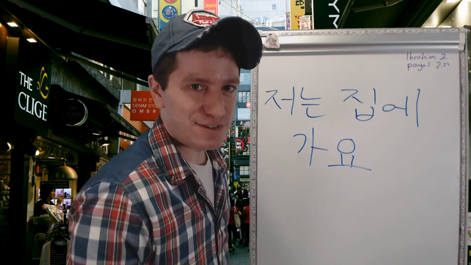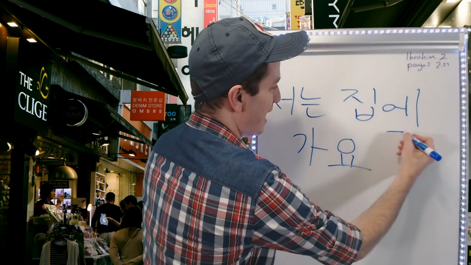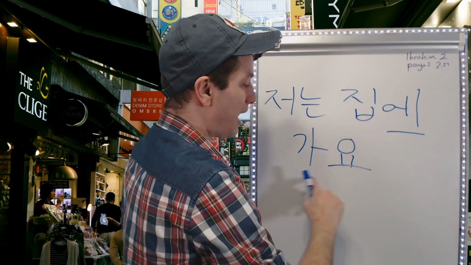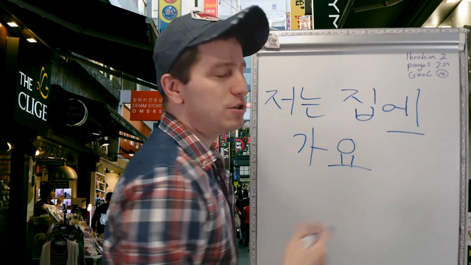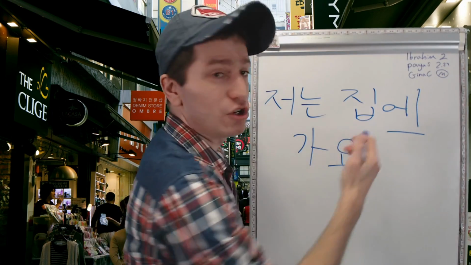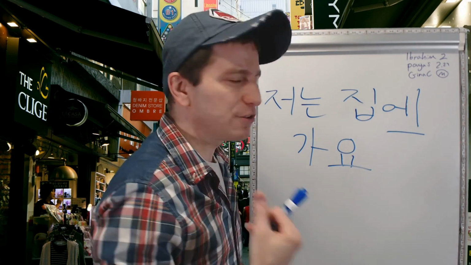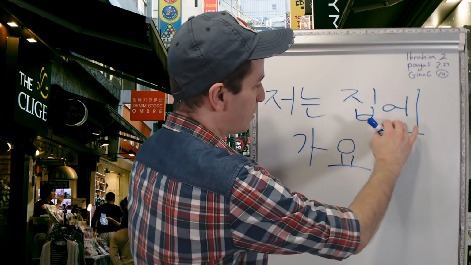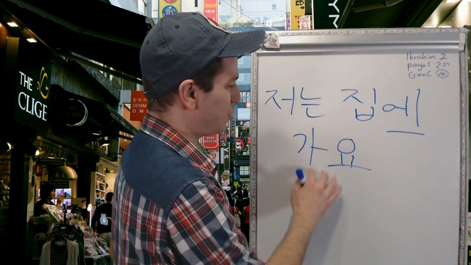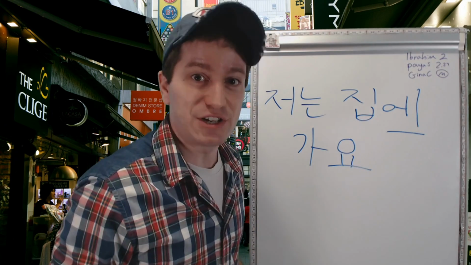저는, I, as for me, 저는 집에, house에 가요. Go. So now 에 marks the house as a location. So you can think of it as just meaning house to, but it might be better if you just for now think of it as meaning house is a location. So we get 저는, house, location, go. I go, house is the location where I go.